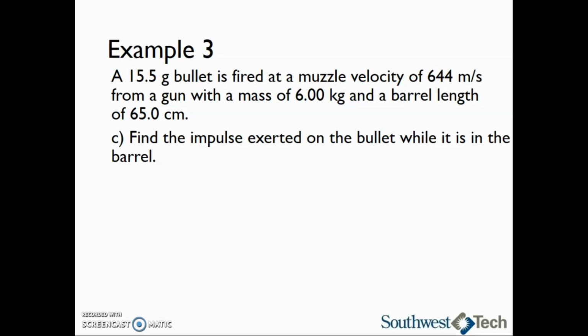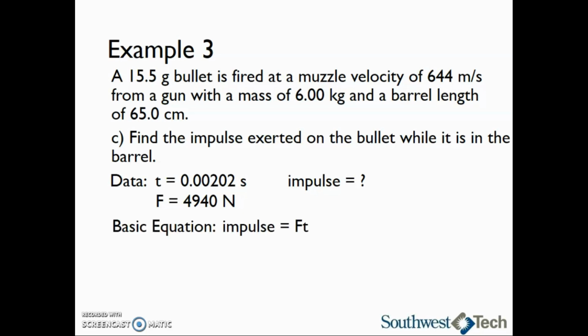Next, find the impulse exerted on the bullet while it is in the barrel. For this part, we only need some of our original data. We know that the time is 0.00202 seconds, and the force from the previous part is 4,940 newtons. We need to find the impulse. The basic equation for that is impulse is equal to the force multiplied by the time. This will also be our working equation since it is already written in terms of impulse.